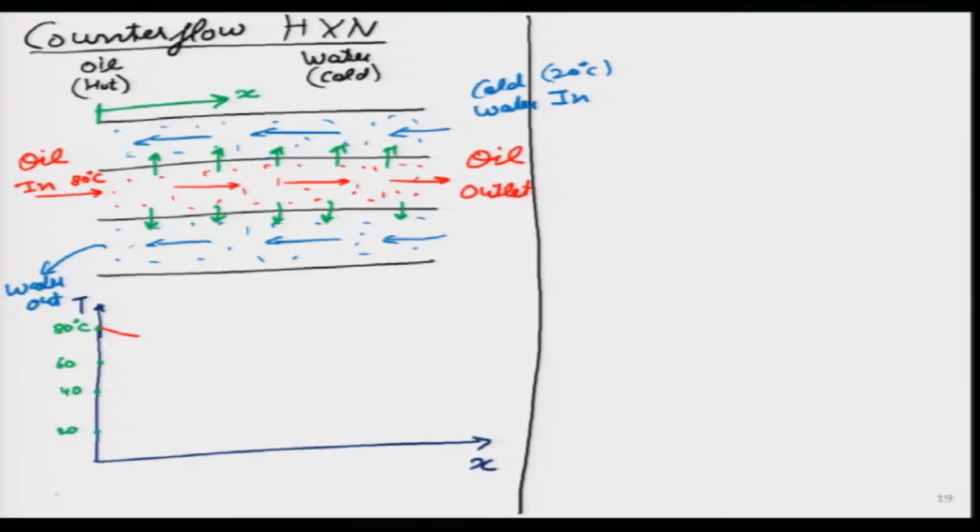The question is how much will it dip? Can it go something like this? And that length is over here. So, this is x equals to L and this is x equals to 0. Can it go something like this where the exit temperature is 35 degrees? We will ask that question. So, I will just put a question mark over here. Is it possible to have oil exit temperature 35 degrees?